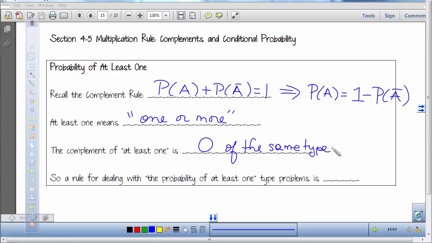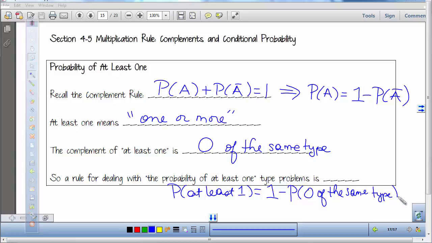Or we could say none, right? So a rule for dealing with the probability of at least one type problems is: the probability of at least one equals 1 minus the probability of 0 of the same type.